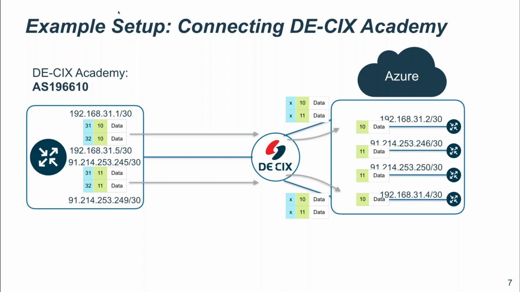The outer VLAN tag in blue, 31 and 32, they select either primary or secondary, and the inner VLAN tag in green, here 10 and 11, select between private peering and Microsoft peering. Now, where do these VLAN tags come from? The outer VLAN tag you get from DE-CIX or you arrange with DE-CIX when you sign up for the service. The inner VLAN tag you configure yourself on the Microsoft Azure portal. Okay, let's go to the live demo.